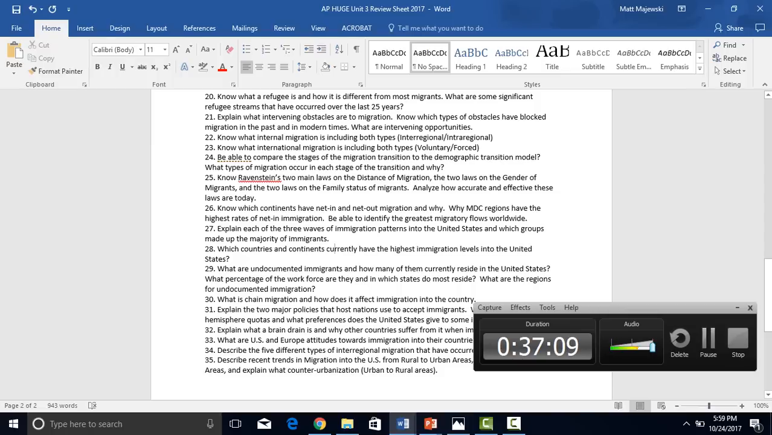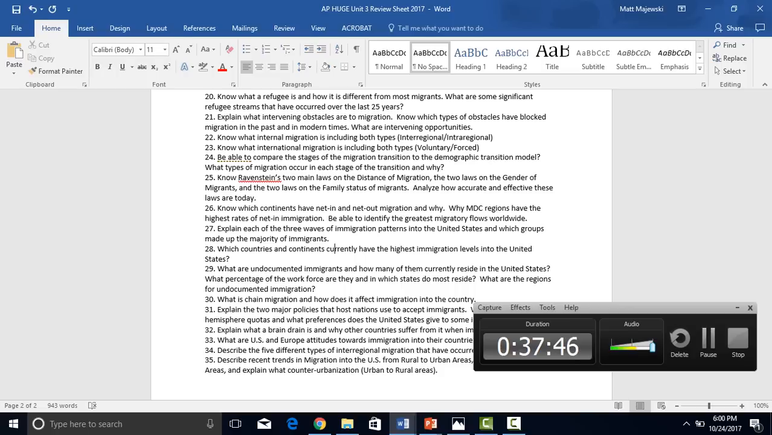What are undocumented immigrants and how many of them currently reside in the U.S.? An undocumented immigrant is an immigrant who is here without the legal status to be here. We call them undocumented because they technically do not have official authorized legal paperwork or documents that indicate that they are supposed to be here. We believe there's about 11 to 12 million. It might be more. It's hard to effectively determine it, I should say. Percentage of the workforce, about 5.5% to 6%.